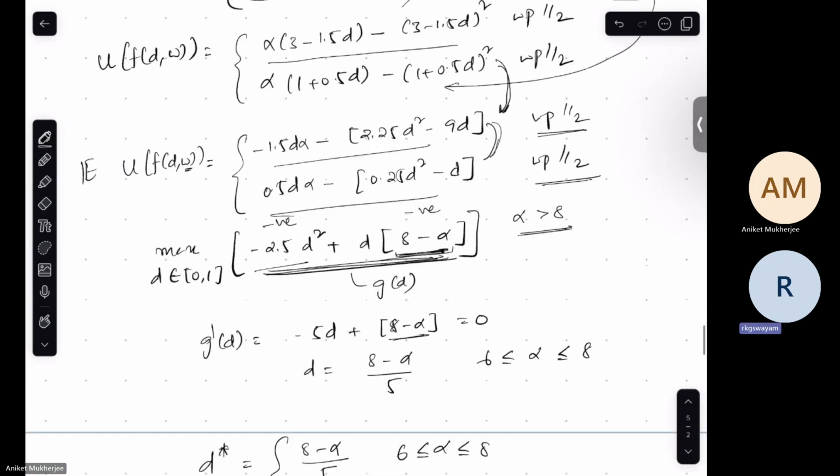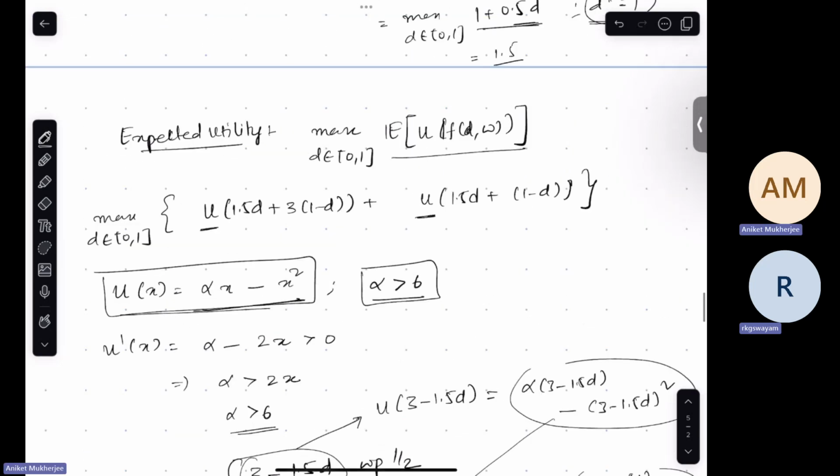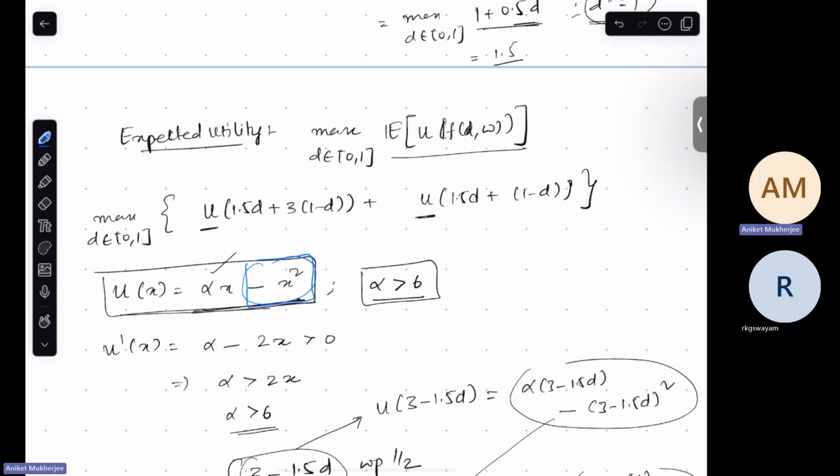We could have selected some other function instead of this, you're absolutely right. Now, what is happening here is this. Suppose I don't have this term, minus x square. It's just alpha x. Then you're basically doing expectation first, the first moment, which is just the average.